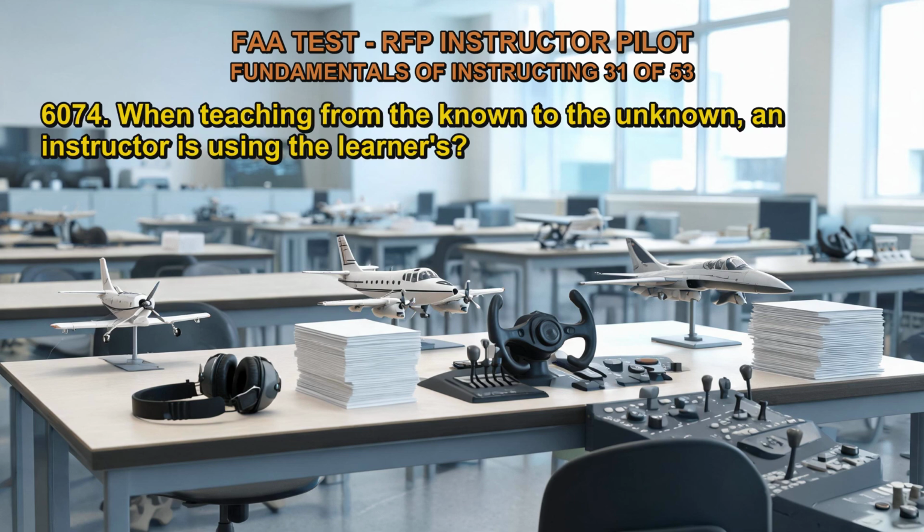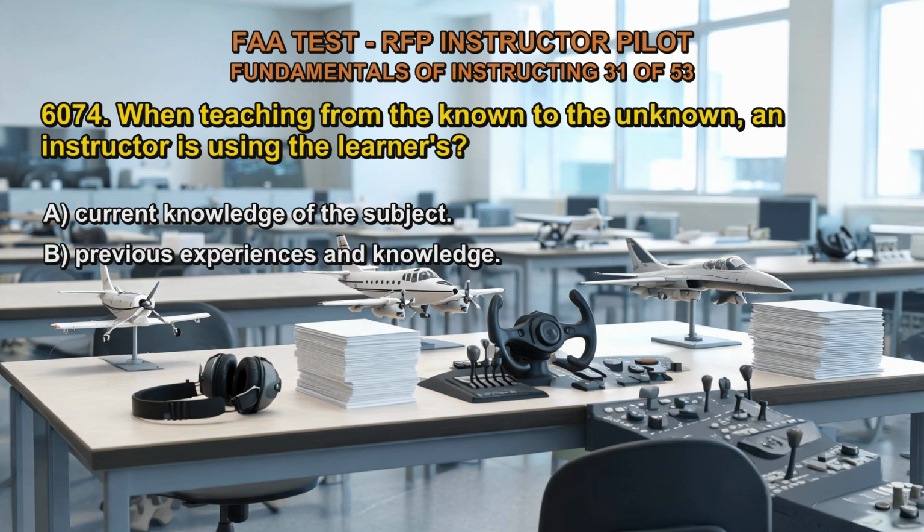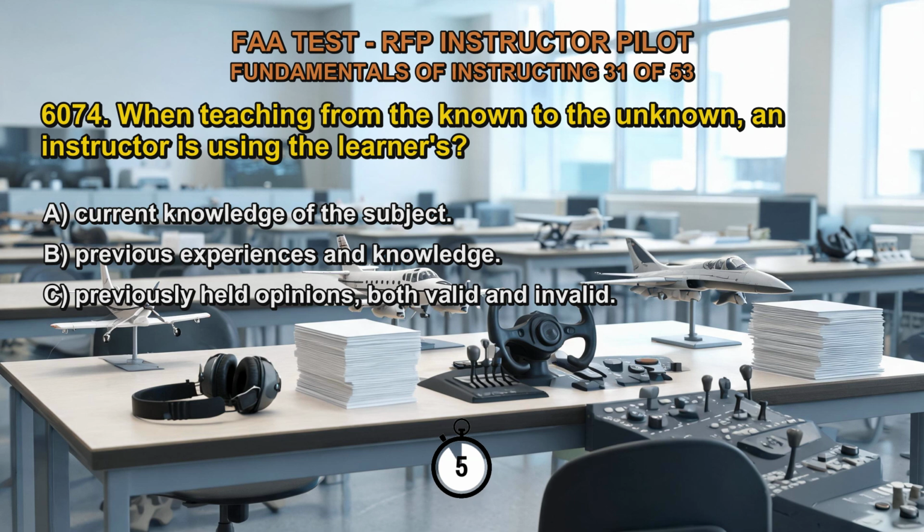6074. When teaching from the known to the unknown, an instructor is using the learners': A. Current knowledge of the subject. B. Previous experiences and knowledge. C. Previously held opinions, both valid and invalid. The correct answer is B.